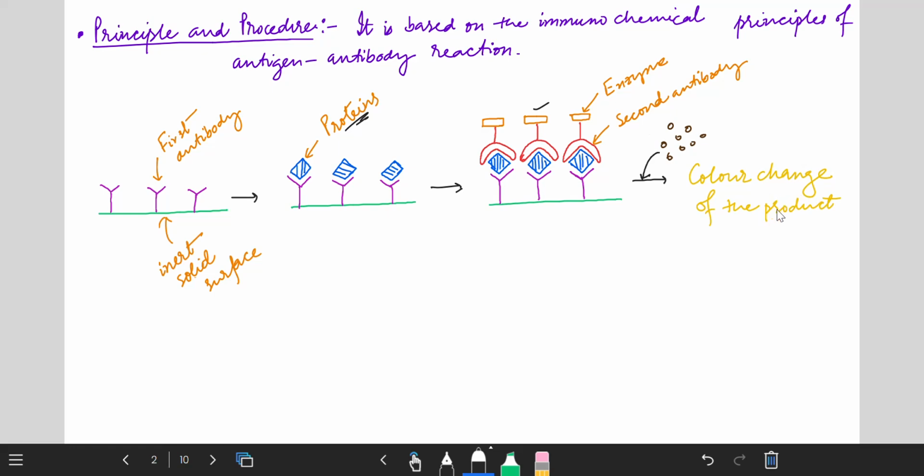Obviously, after washing the unbound antibody-linked enzyme, the substrate will be added. Okay. After adding the substrate, the color change of the product will occur, and this color change is detected by using a spectrophotometer. Every time after washing, the unbound part will be removed. Okay. So this is the ELISA technique.